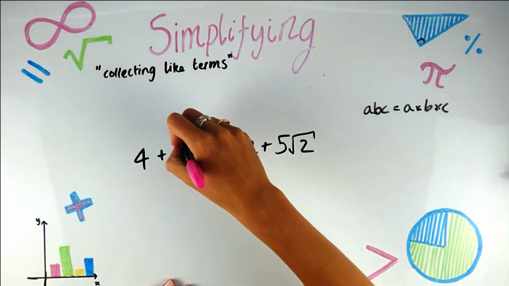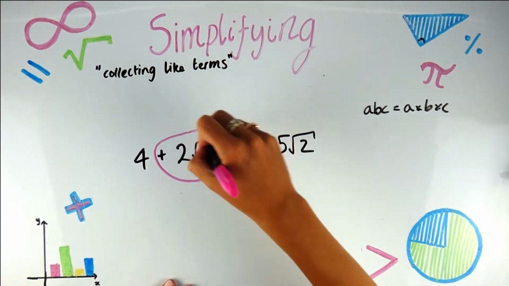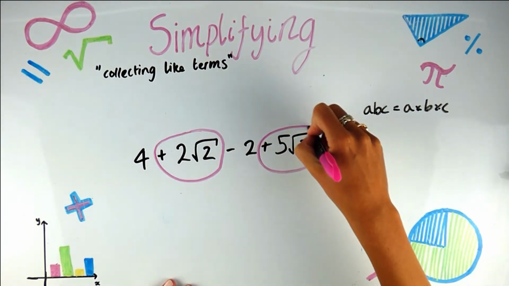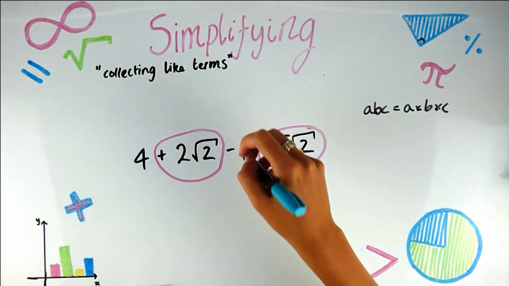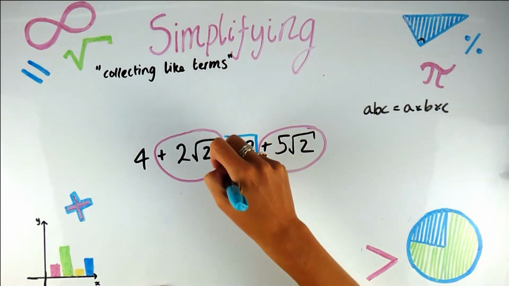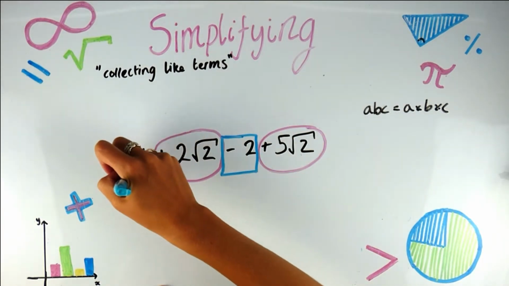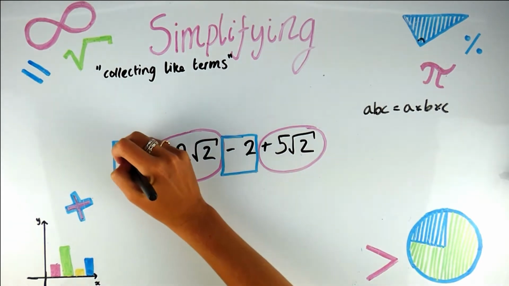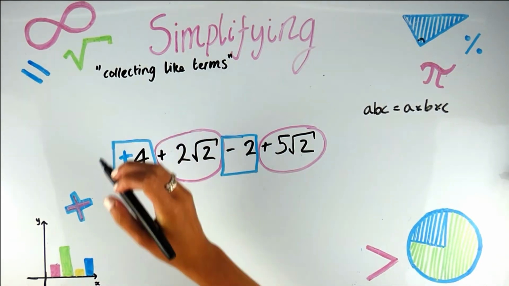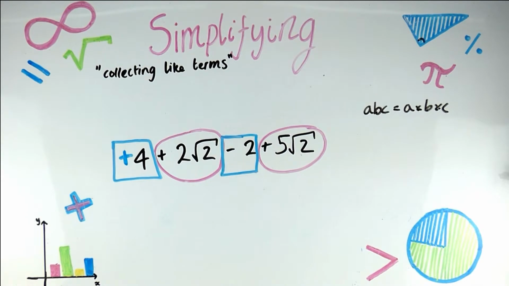So I think this one and this one, so plus 2 root 2 plus 5 root 2, they're like terms, and then I'm going to do a square, even though I've changed colours, but realistically no one's going to be changing colours in the exam, so I'd do a square, do a different shape. And then here we know it says 4, but we know that's positive 4 because we just don't write it because we're lazy. So collecting like terms, we just do the same thing.